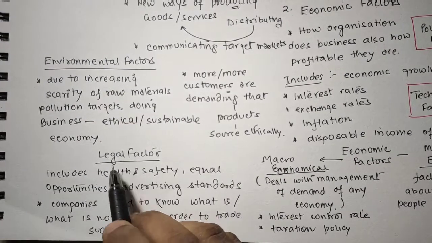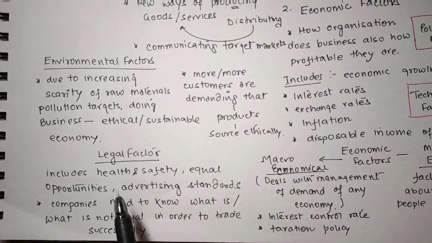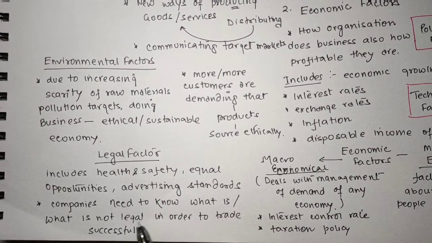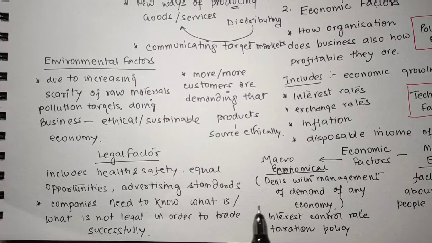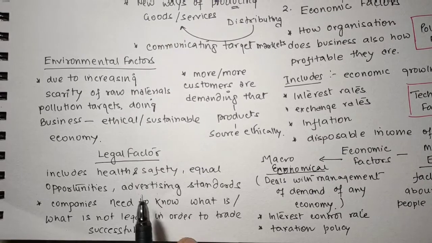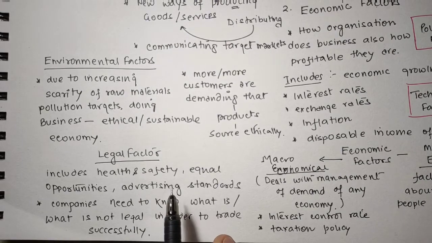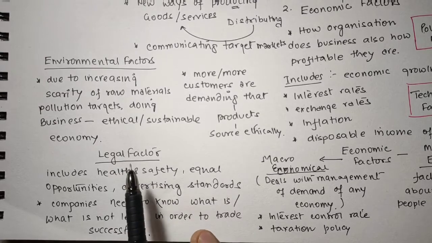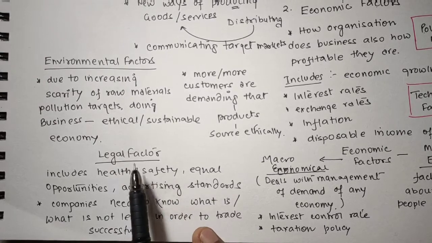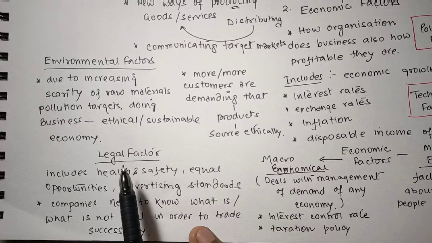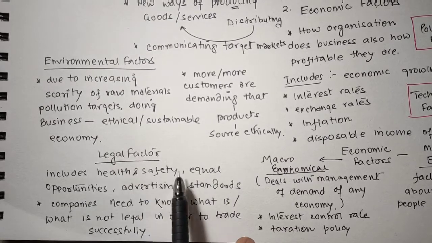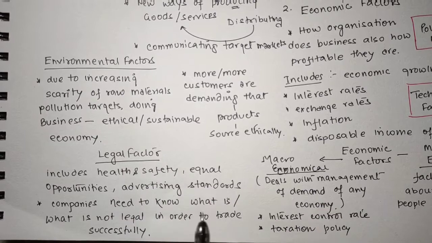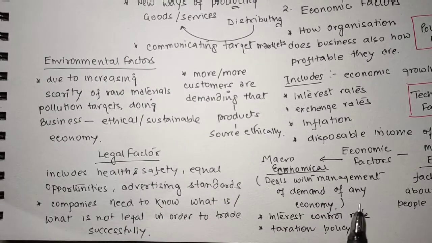And the last factor is the legal factor, which includes health and safety, equal opportunities, advertisement standards, consumer rights laws, product labeling and product safety. It is clear that companies need to know what is and what will be legal in order to trade successfully. If an organization trades successfully, it will become global, and each country has the right to set its own rules and regulations based on the legal factor.